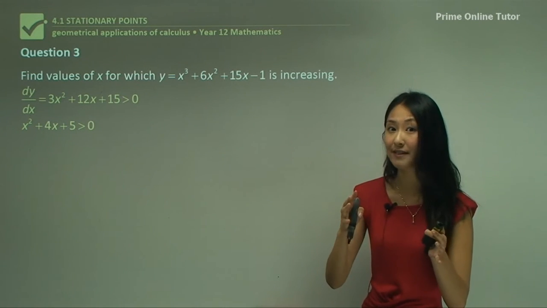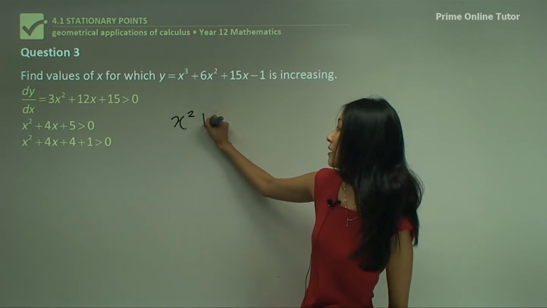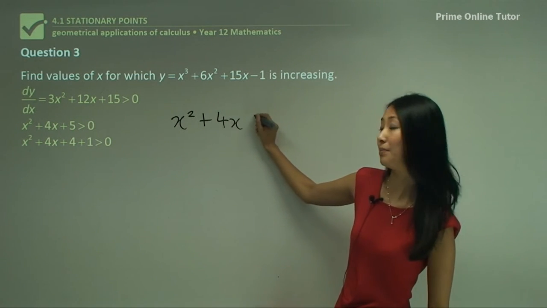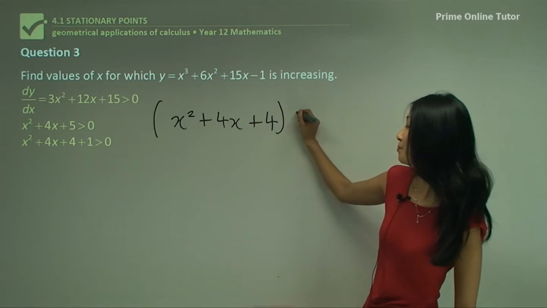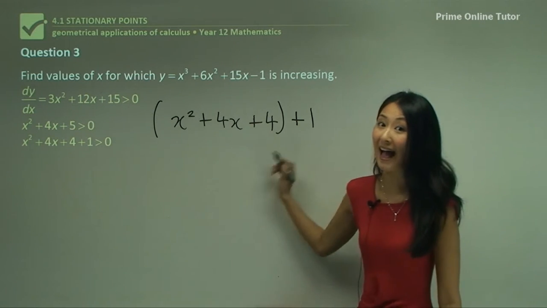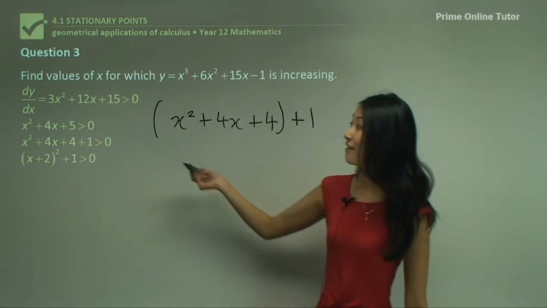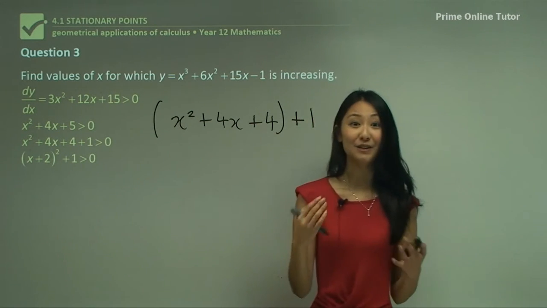Exactly, there's actually a perfect square there, isn't it? Because we have x squared plus 4x plus 4, and that's our perfect square, and we just move the plus 1 to the other side, which means we can make that into the perfect square of (x plus 2) whole thing squared plus 1 is greater than 0.